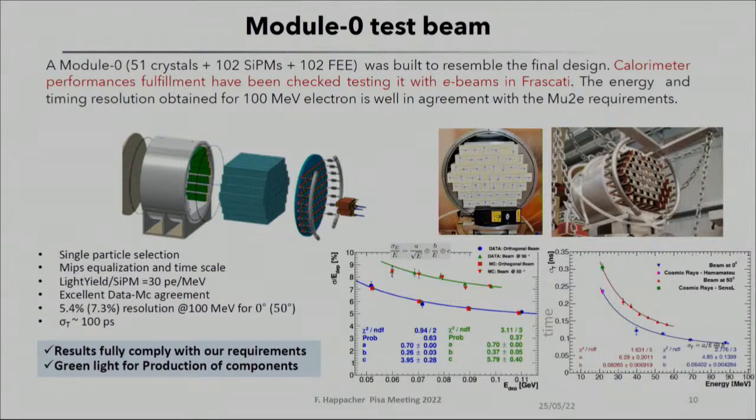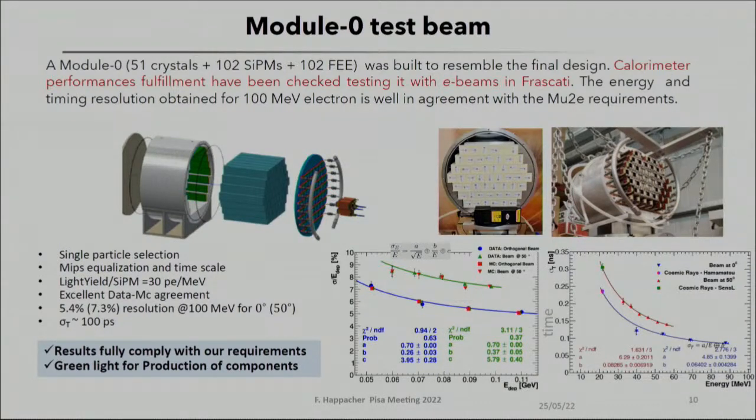So once we froze the technology of the calorimeter, we built a module zero prototype that has all the final chosen technologies. This module zero calorimeter has been tested at the BTF in Frascati. And the energy resolution and timing resolution that we obtained for 100 MeV electrons is well in agreement with the requirements. Here you see when we were assembling the crystals, controlling the moisture, of course, and here is the module zero sitting in the BTF facility.